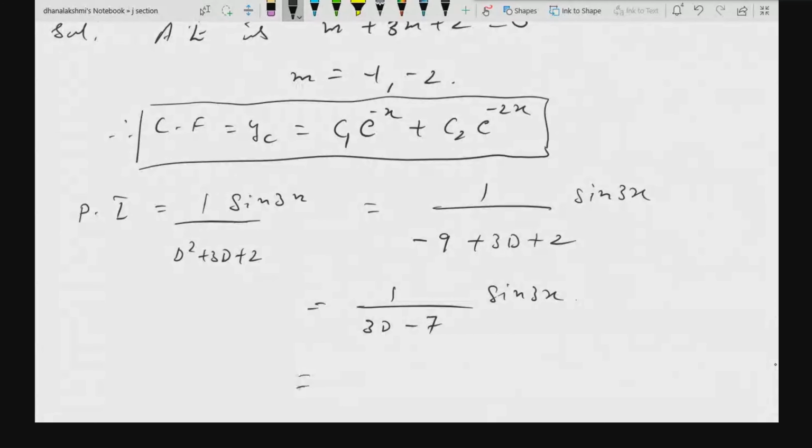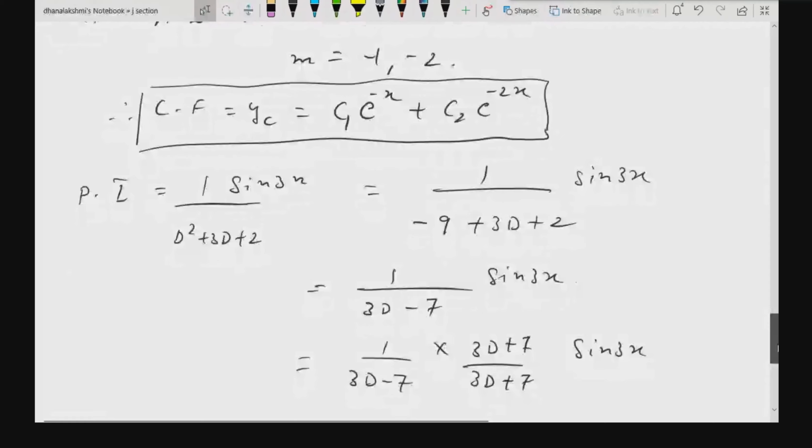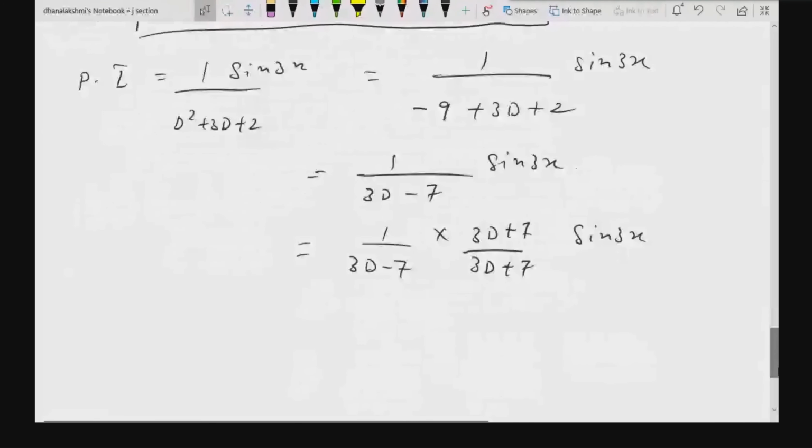Now you have still not got rid of the operator D. In this case, what will you do? You will multiply and divide with the conjugate of this one, so 3D + 7 over 3D + 7 on sin 3x. Don't write sin 3x to the left of the operator; that will be wrong. You are applying the operator on the function, so the function always needs to be written on the right side only. So this will be 3D + 7 as it is, sin 3x as it is.